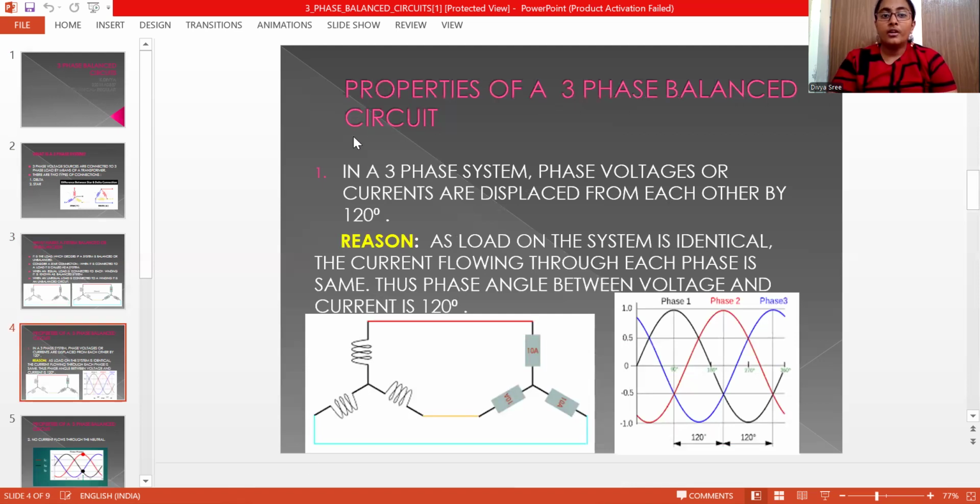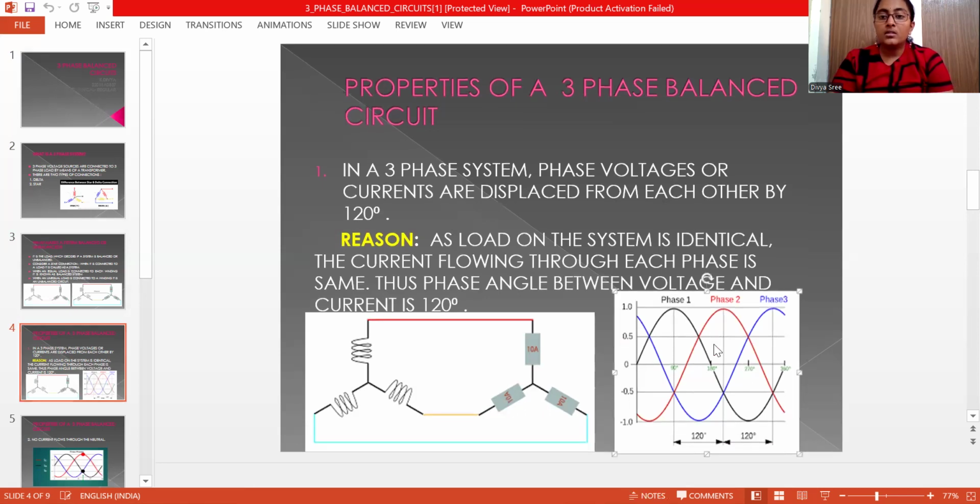Now, the first property of a three-phase balanced circuit is that the phase voltages or currents are displaced from each other by 120 degrees. That means the phase angle between the phases is 120 degrees. In a balanced circuit, there are equal loads, and due to these equal loads, the current flowing through each load is the same. Thus, the phase angle is 120 degrees.